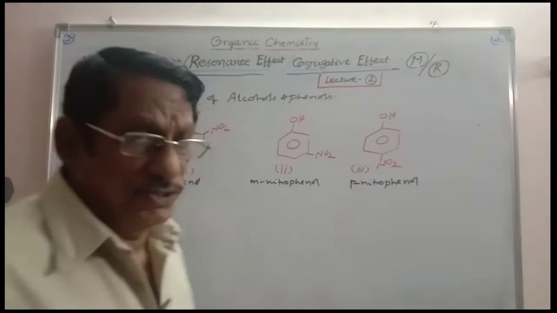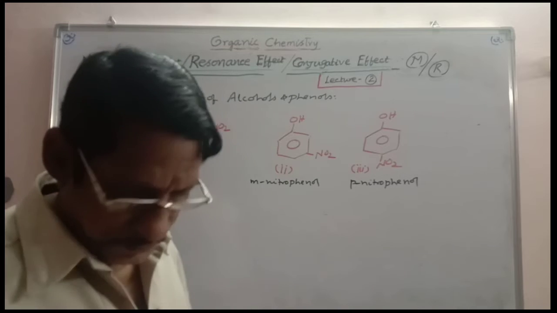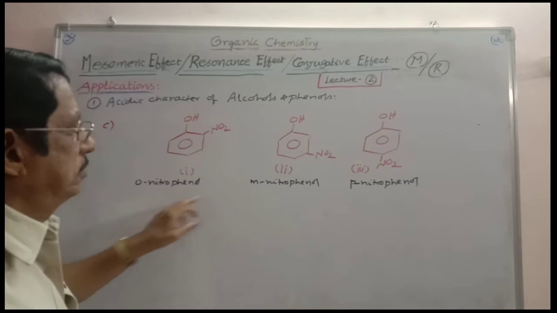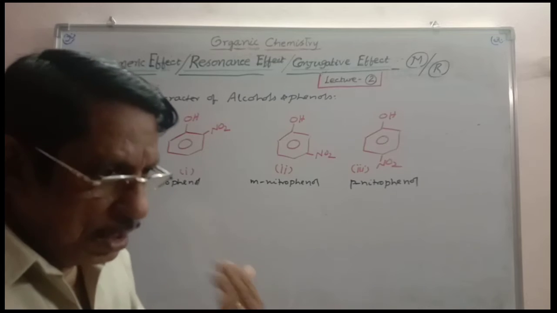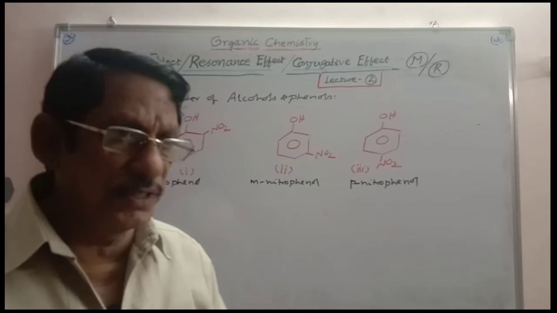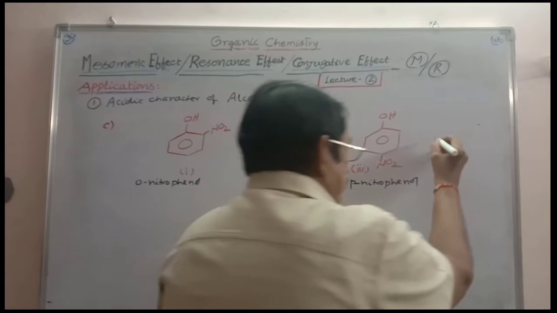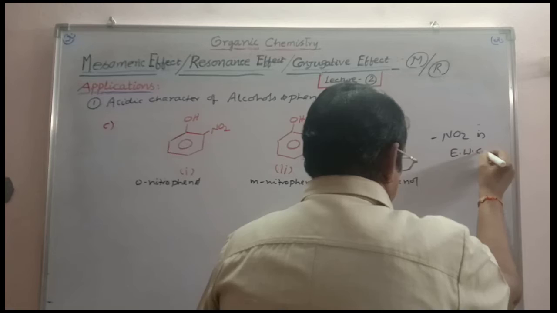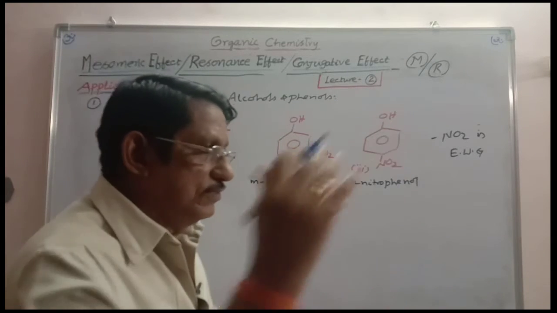Now let us consider another example, introduction of the same nitro group into the phenol, but at various positions. Nitro group is introduced at the ortho position, orthonitrophenol, at the meta position, metanitrophenol, at the para position, paranitrophenol. All are more acidic than phenol because electron withdrawing group is introduced. Nitro group is an electron withdrawing group, so it increases the acidic character of phenol. All these three are more acidic than phenol, no doubt.